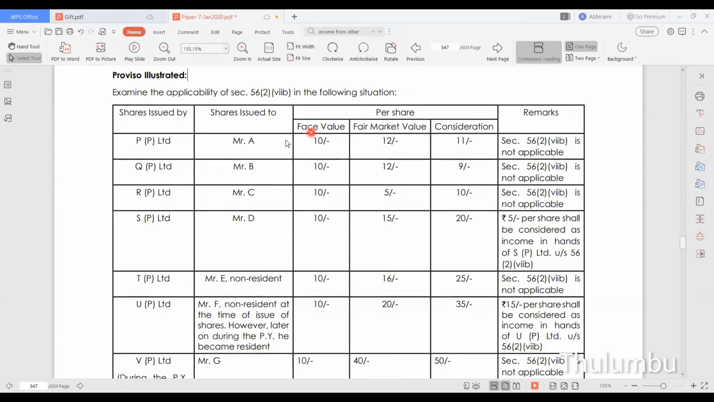So next, to whom have they issued? This one is resident. Since the question is silent, we can assume he is resident. Mr. E is non-resident. Then what happens? This section is not applicable. Next one, Mr. F is a non-resident at the time of issue of shares. So when buying the shares he is a non-resident. However, later he became a resident. So in this case, it is applicable, because as on 31st March, on the last day, he became resident. So this is applicable.